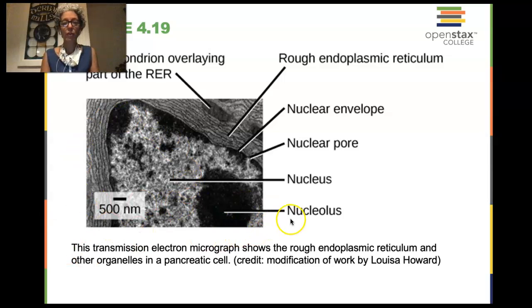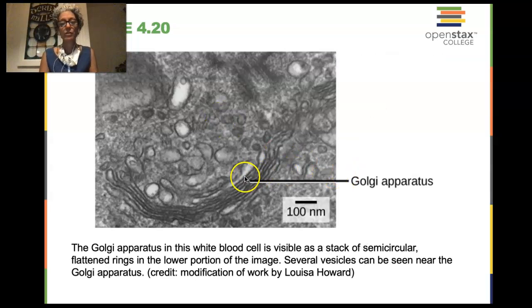This electron micrograph is showing the nucleus, the nucleolus, where the ribosomes are made, this nuclear pore where we have a little breach in here, and then our rough endoplasmic reticulum that is connected to that outer nuclear membrane, and there happens to just be a mitochondrion that's sitting on top of the rough ER. There's the Golgi.